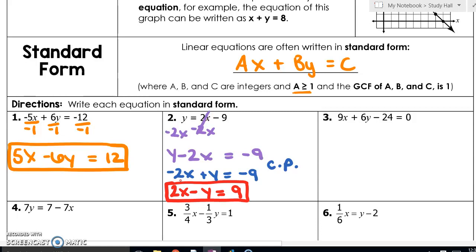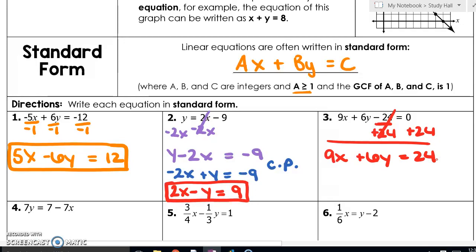Okay, for number 3, we want to get x and y on the same side. They actually are on the same side, but there's also the -24, and we don't want that on the left side. So we're just going to add 24 to both sides. So we get 9x plus 6y equals 24.